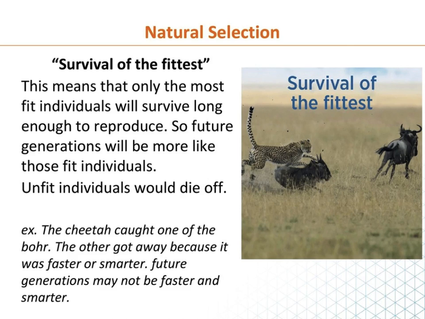Now this is natural selection. Natural selection can often be described as survival of the fittest. So survival of the fittest basically means that only the one who is the most fit for their environment will survive. So if you look at the picture right here, see, this guy got caught and this one got away, which means all future generations of this type of animal are going to be more like this one. Maybe this one had an advantage that this one didn't have. Maybe he was faster, maybe he was smarter. So the future generations of this animal are going to be faster and smarter than the one that got eaten.